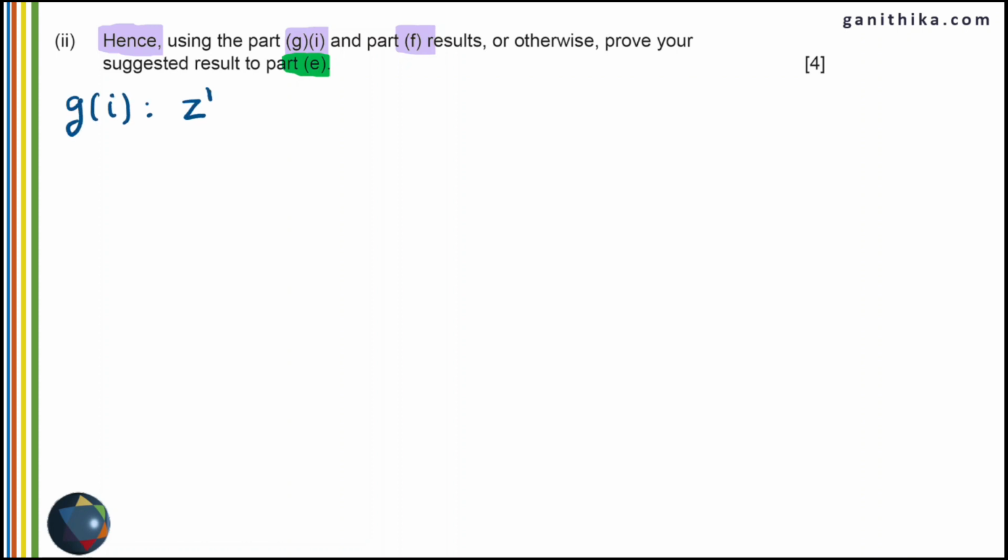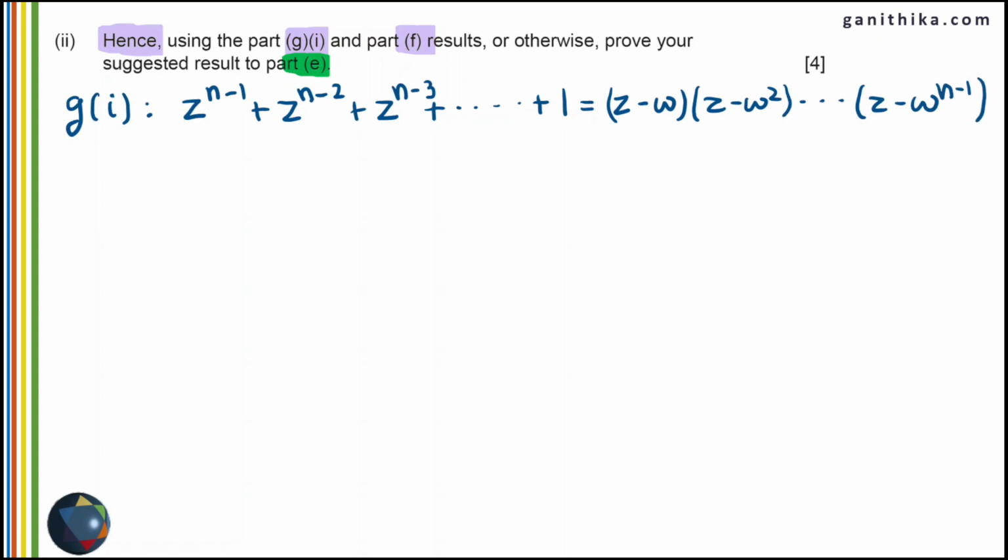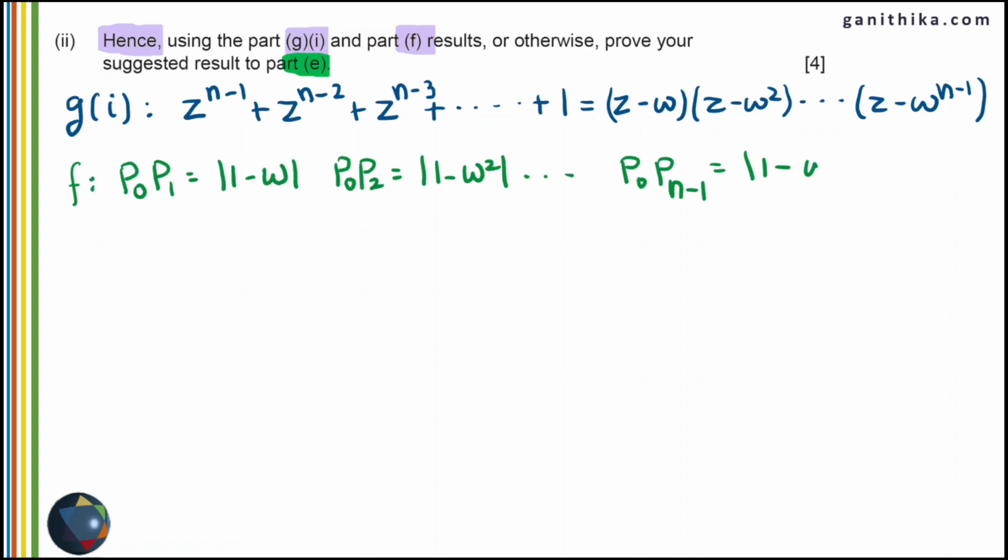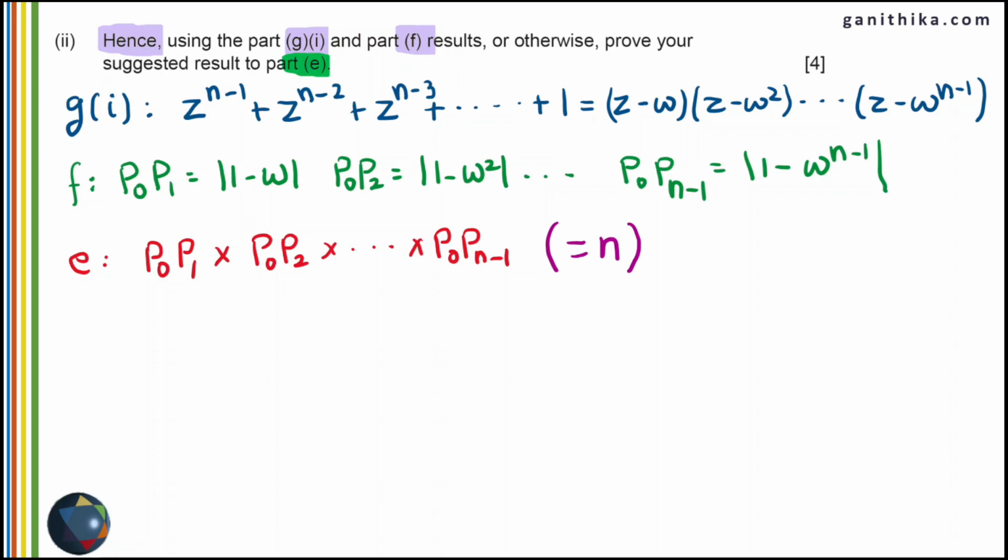What is G1? We proved that z power n minus 1 plus z power n minus 2 plus etc. plus 1 is equal to the product of the linear factors z minus omega, z minus omega square, etc., z minus omega power n minus 1. This is from G1. In question F, we proved that P0P1 is equal to modulus of 1 minus omega, P0P2 is equal to modulus of 1 minus omega square, and P0Pn minus 1 is equal to modulus of 1 minus omega power n minus 1. And what is part E? Part E, we had the product of all these things and we suggested that this was equal to n, and this is what we are going to prove now.